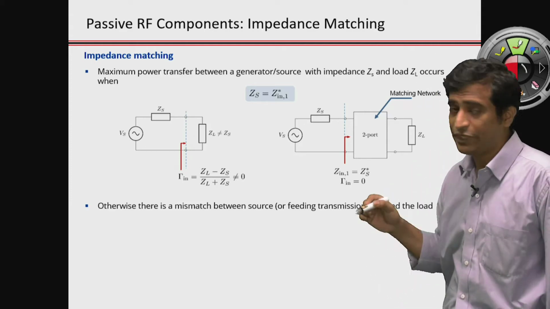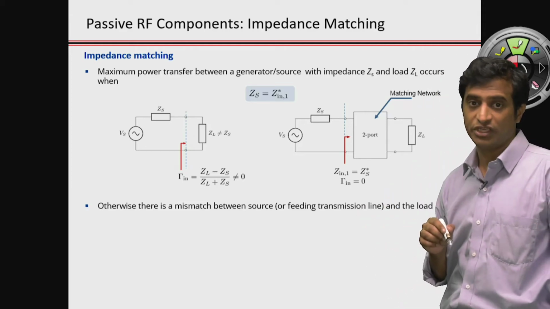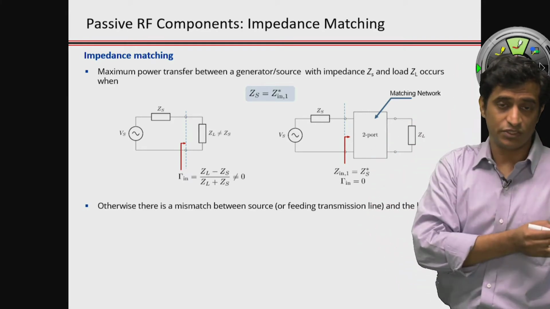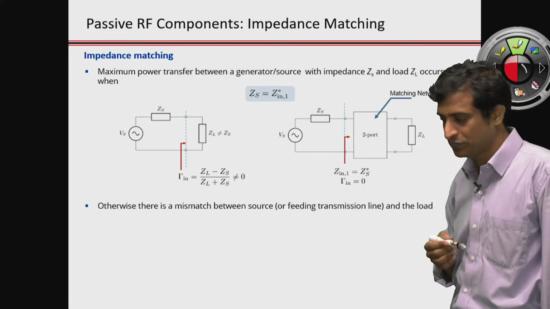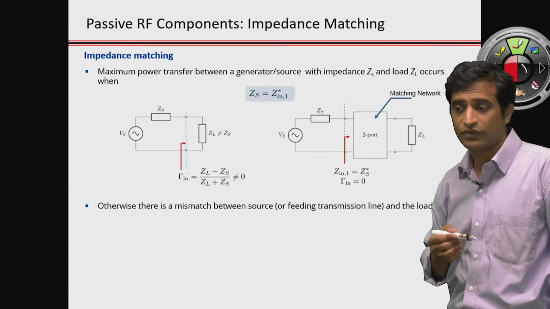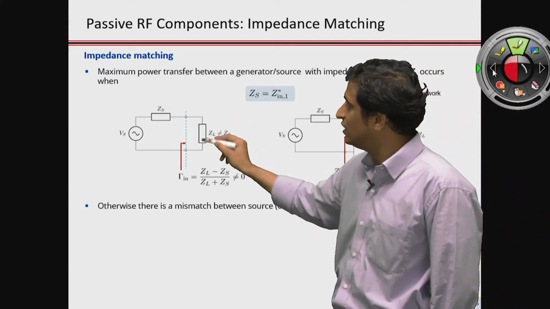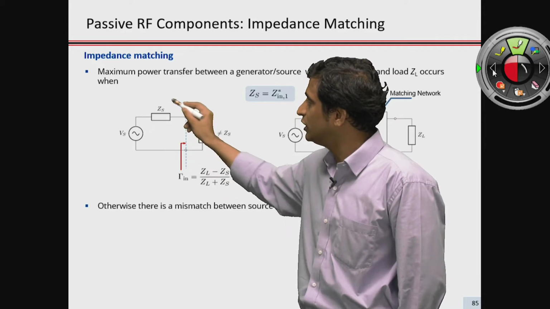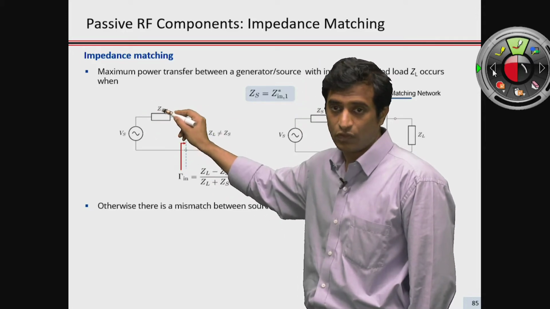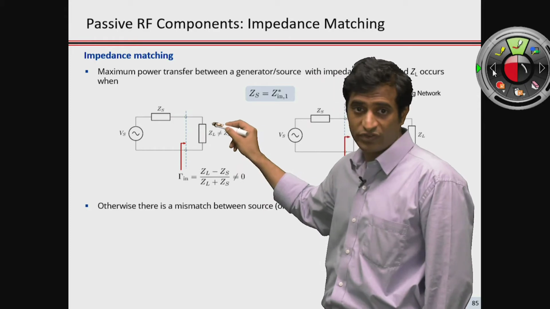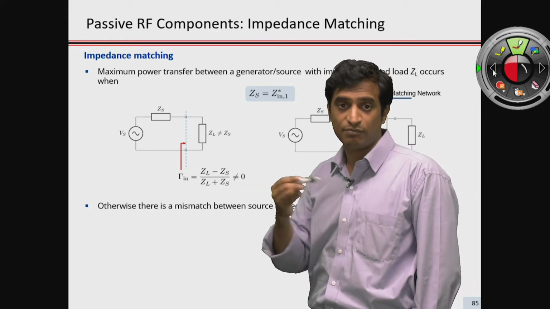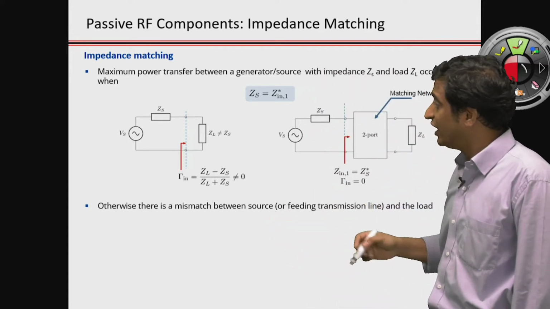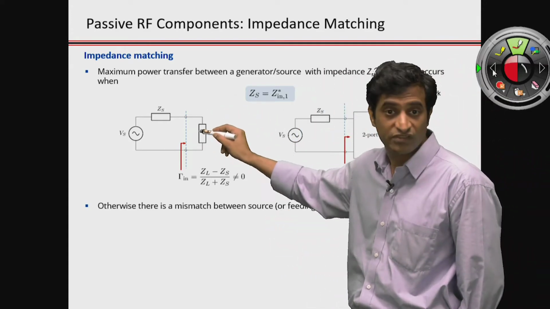Now we will look into this particular topic called impedance matching, which is very important for maximum power transfer from a certain source to a particular load. Earlier we have seen for the resistive case, when you have a certain resistive load impedance and a certain source with a particular source resistance, we saw that the source resistance and the load resistance have to be equal for maximum power transfer.